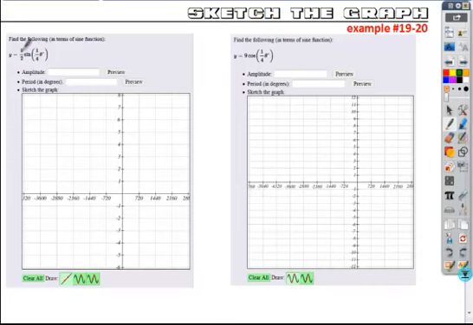Okay, but we're finding the amplitude. What would be the amplitude of this function? The amplitude is the absolute value of whatever multiplier is in front of the sine, so 5/2.